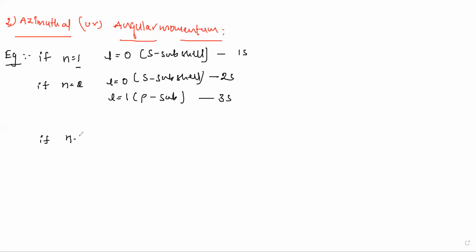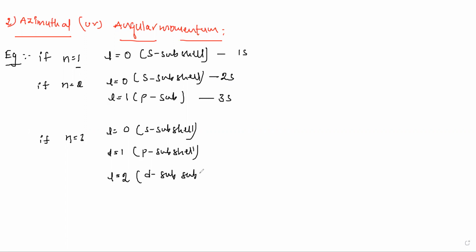If n is equal to 3, L is equal to 0 is the s subshell, L is equal to 1 is the p subshell, and L is equal to 2 is the d subshell. Its values are 3s, 3p, and 3d. Why? Because it belongs to the third shell.